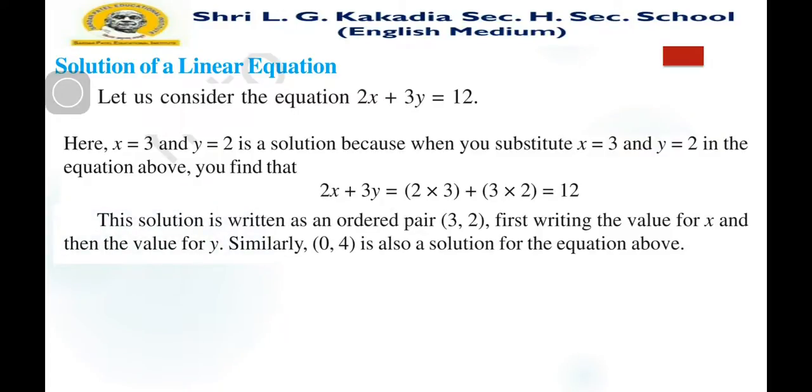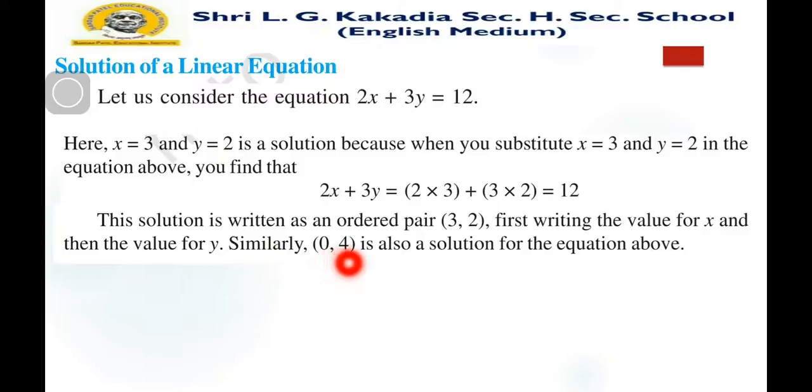This solution is written as an ordered pair, as given here, (3, 2) in brackets. We write the solution of a linear equation in this ordered form, (3, 2), where 3 shows the value of x and 2 shows the value of y. So this is the pair solution of the given linear equation. If you put the value of x as 3 and the value of y as 2, then we get 12 is equal to 12, meaning it solves the equation. In this way, we write first the value of x and then the value of y.